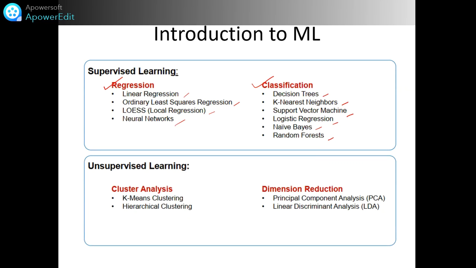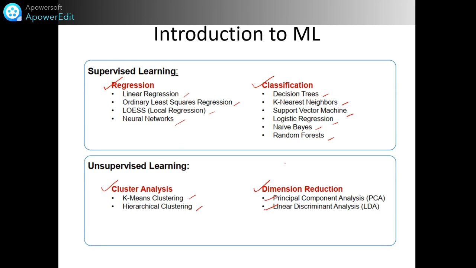And in case of unsupervised learning, the main category is clustering, and along with clustering we can also do dimension reduction. The famous techniques for clustering are k-means clustering and hierarchical clustering. For dimension reduction, the two most famous techniques are principal component analysis and linear discriminant analysis. Generally these dimension reduction techniques are also useful to extract features from the data.